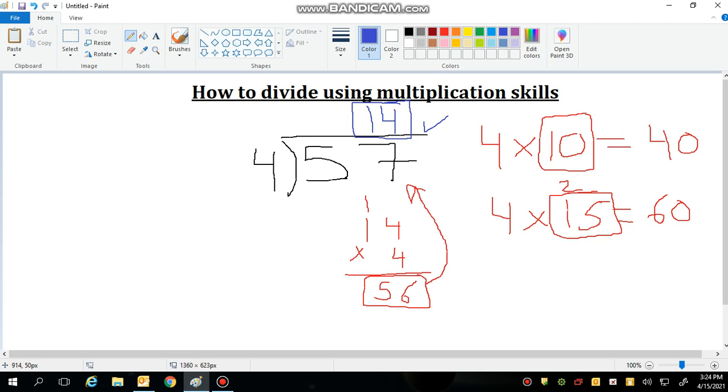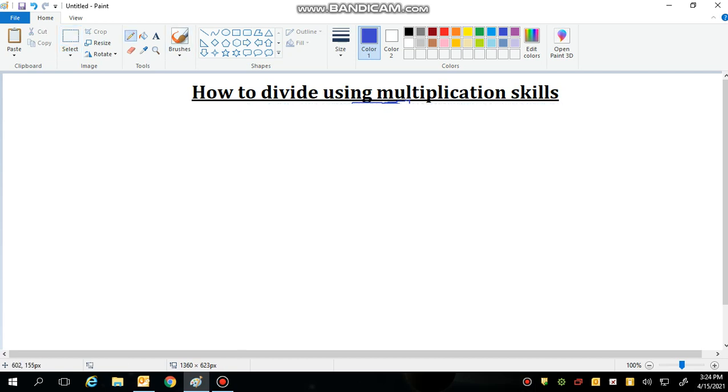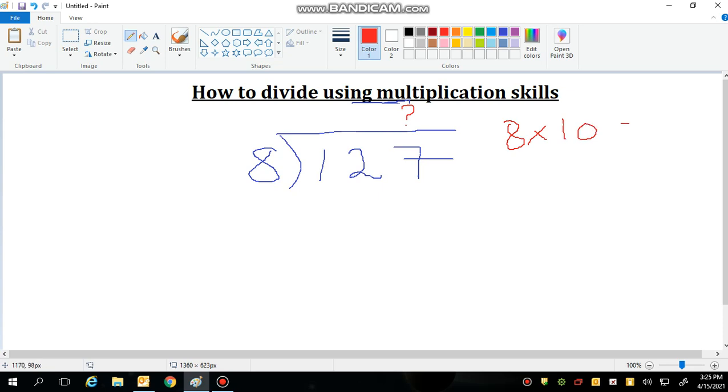You see that? We're using multiplication skills to solve this. Let's try another problem. Let's try a little bit more challenging one right here. How about 127 divided by 8, for example. Okay? Same technique. We want to figure out what answer is close to 127 when you multiply it by 8. So, starting with the number 8, I'm going to multiply it with my favorite number in the world, which is 10. And 8 times 10 is 80.